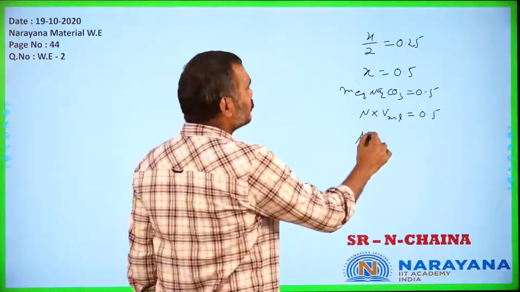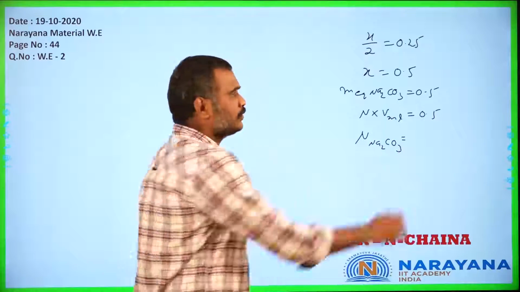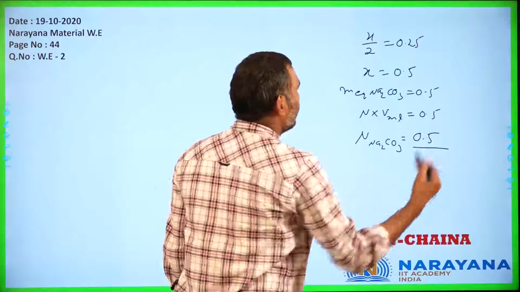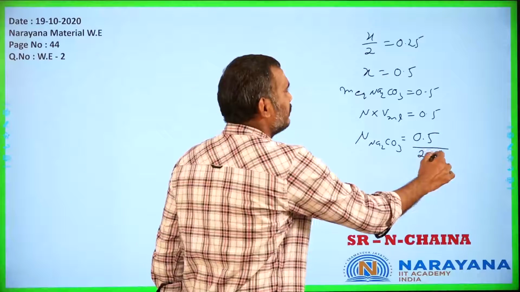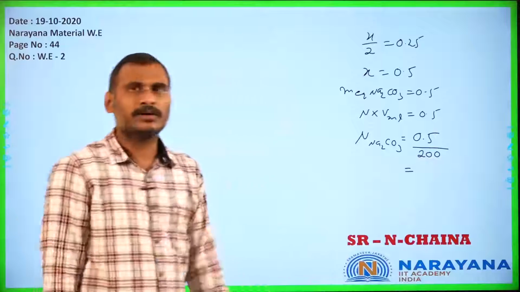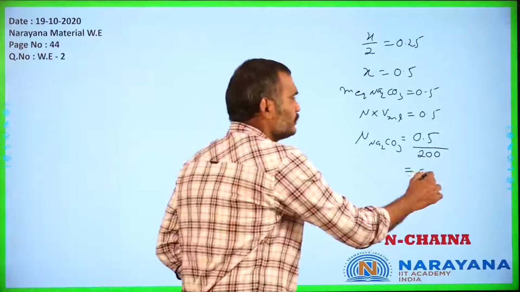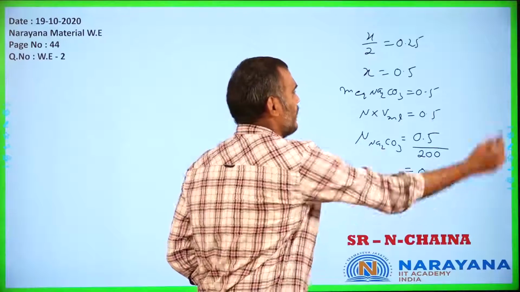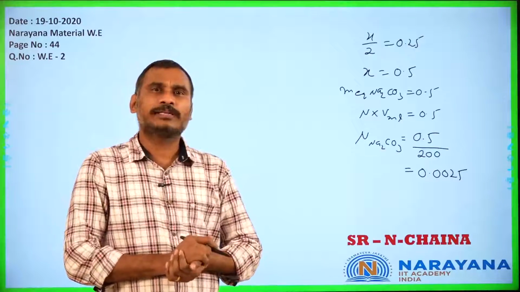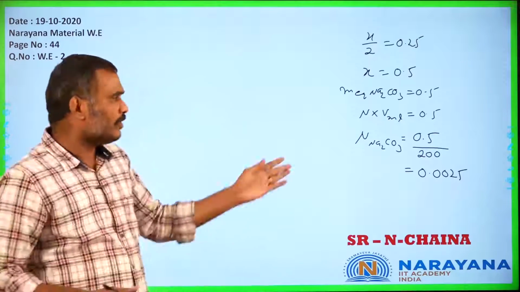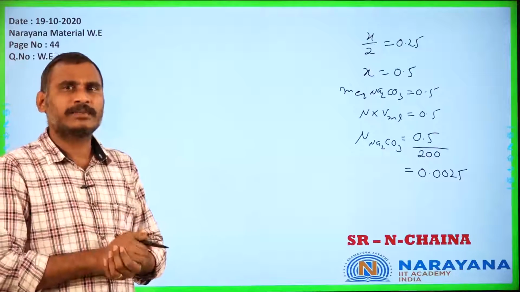Now, normality of sodium carbonate is equal to 0.5 by how much ml of solution they have given? 200 ml of solution they have given. Yes or no? That is equal to 5 by 2000, that value is equal to 0.0025. So normality of sodium carbonate we got 0.0025.